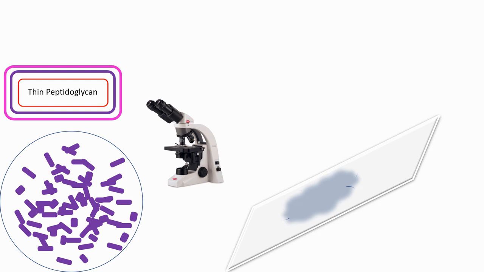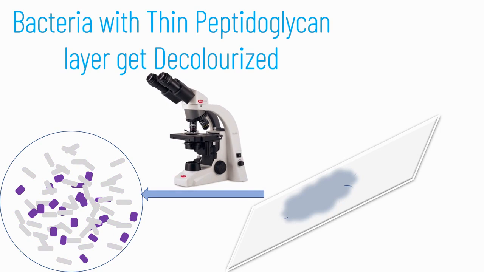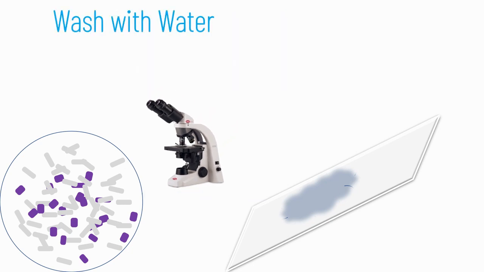The alcohol dissolves the lipids of the outer membrane of the bacterial cell wall and removes all the primary dye from the bacteria that have a thin peptidoglycan layer. By contrast, the primary dye is tightly embedded in the bacteria that have a thick peptidoglycan layer that is relatively inaccessible and resistant to removal by alcohol. You can see that some of the bacteria have become decolorized by acetone. Wash with water.